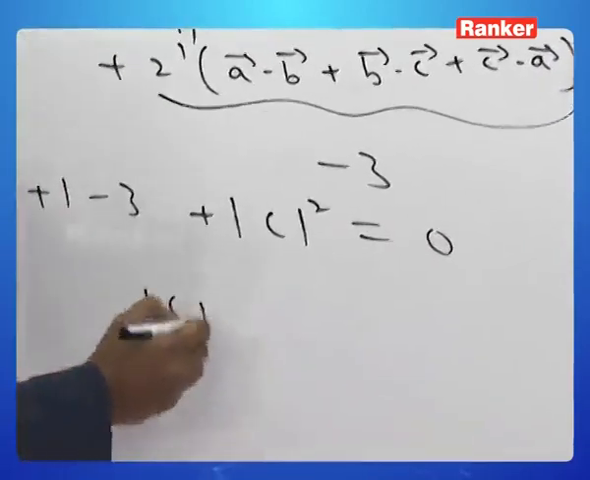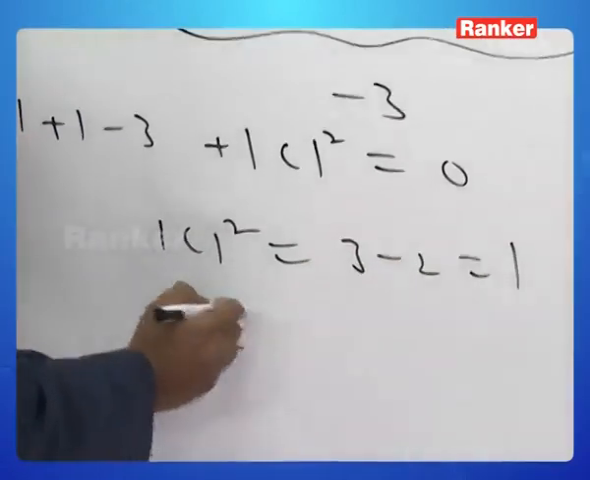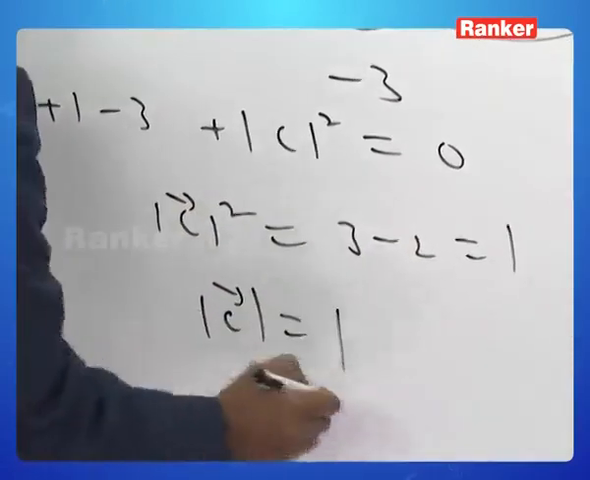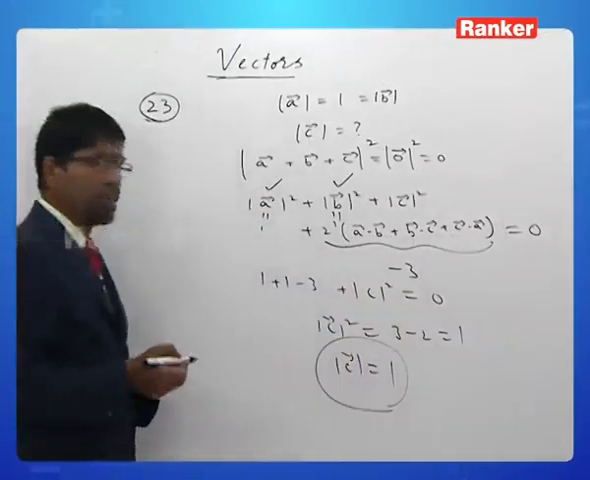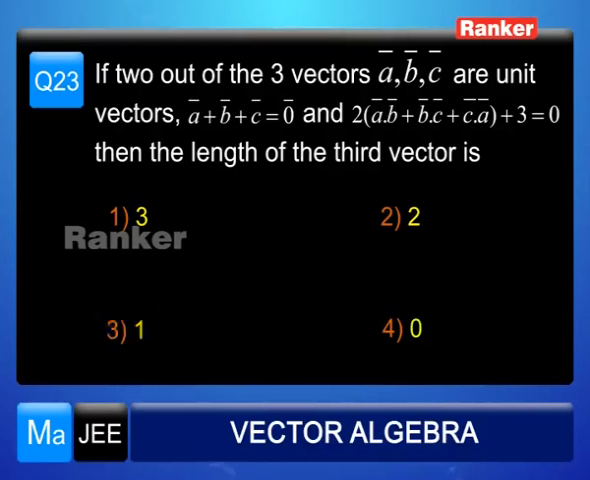So what is magnitude of c square? 3 minus 2, that is equal to 1, and magnitude of c therefore is equal to 1. It has to be a positive quantity. So we have a 1 there, and clearly option 3 is the right answer.